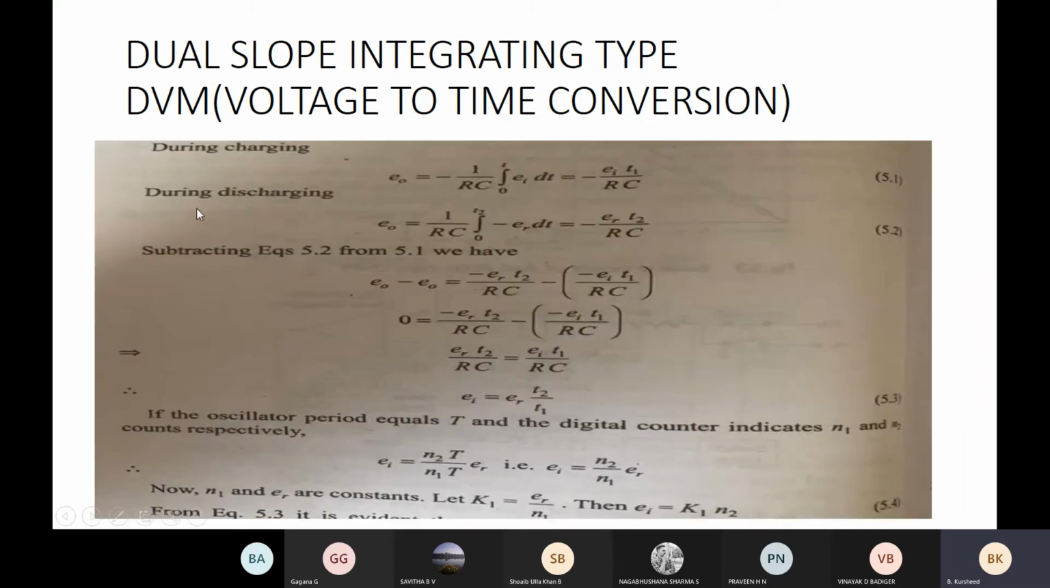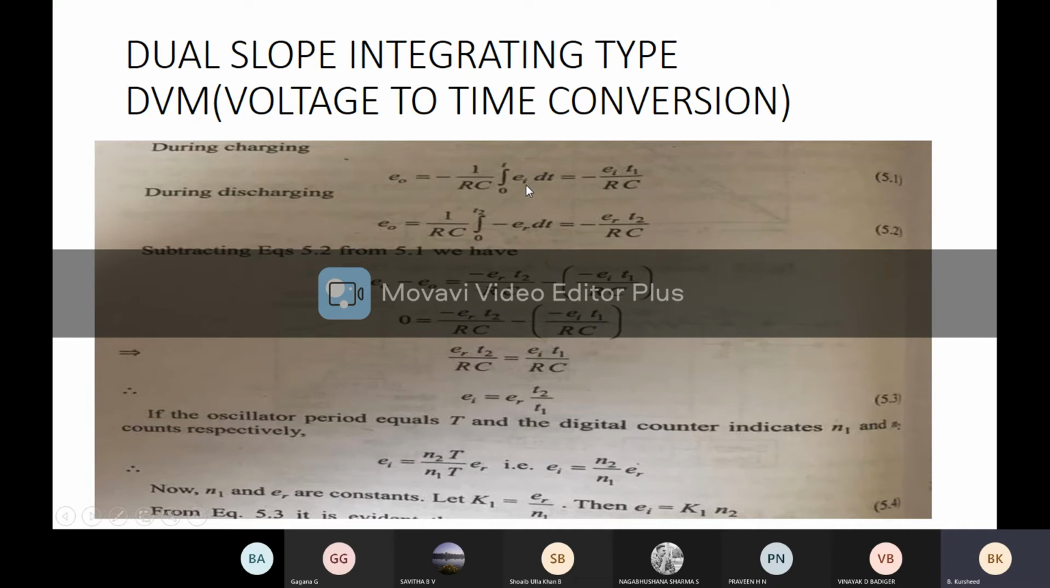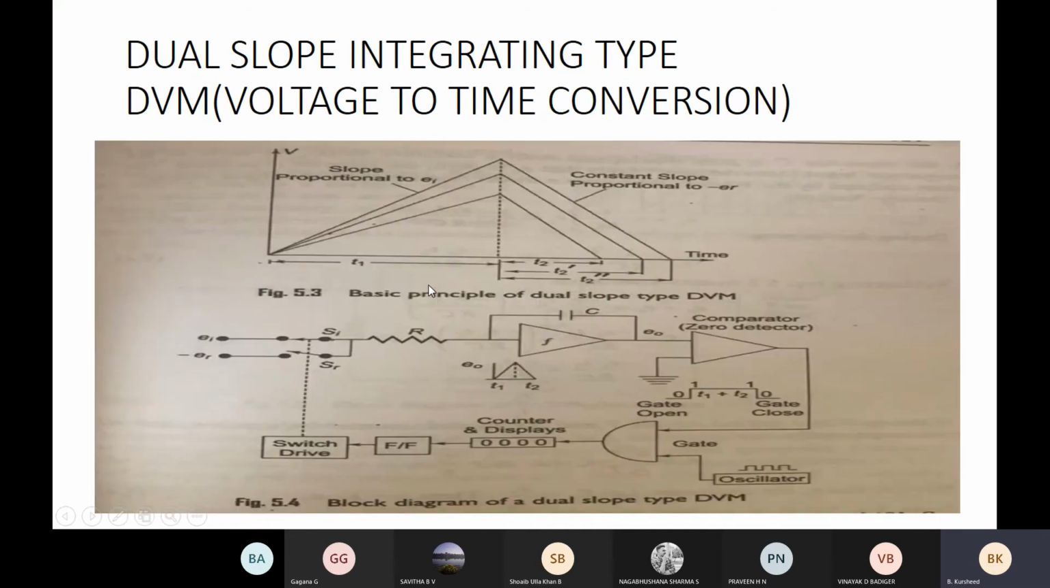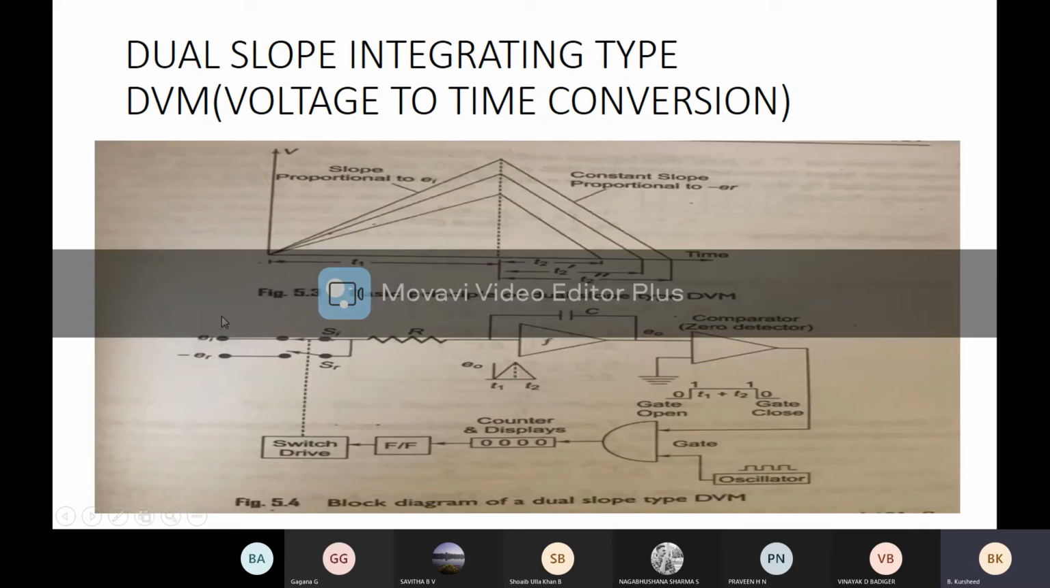See, during charging, E0 is equal to, this is the formula for an integrator, minus 1 by RC integration of 0 to T1 EI dt. The integral of EI is EI of T1. During discharging, it is minus ER of T2 by RC. It is E0 minus E0. Why? Because the output is a combination of these.